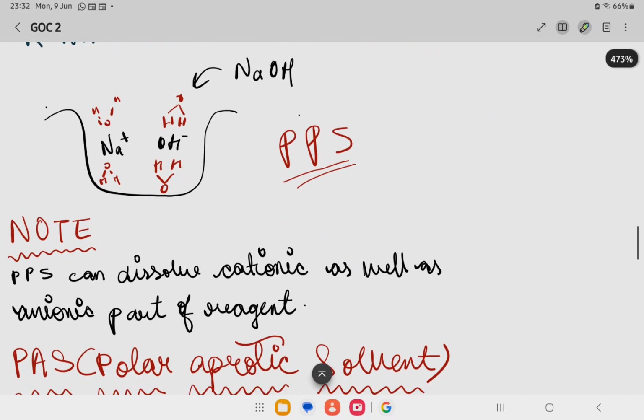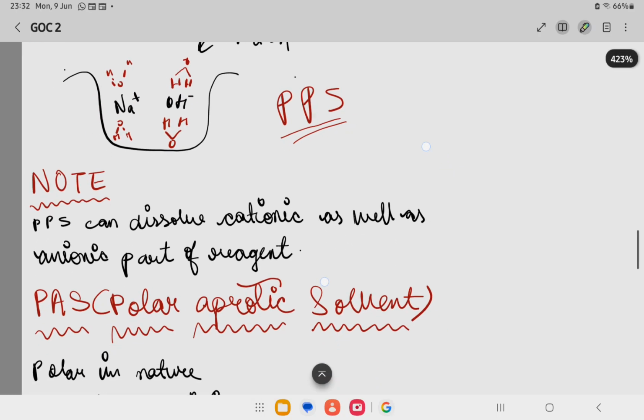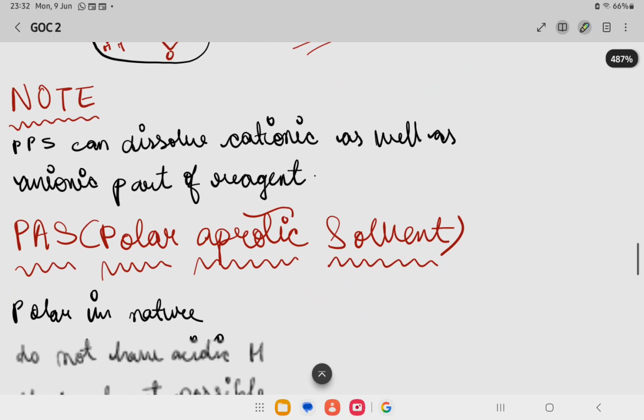Note: PPS can dissolve the cation as well as the anion part of the reagent. This is the reagent and water is our PPS. So water can dissolve the cation part and the anion part also. Now let's talk about PAS, polar aprotic solvent.